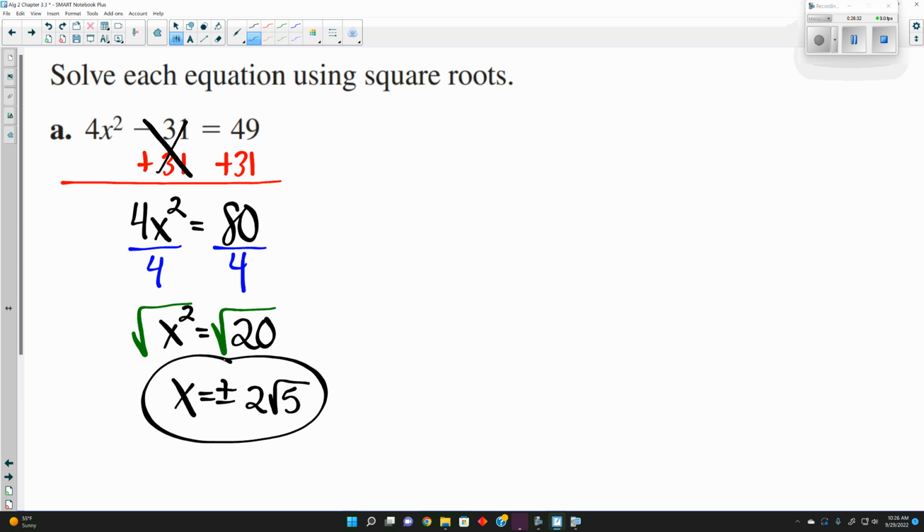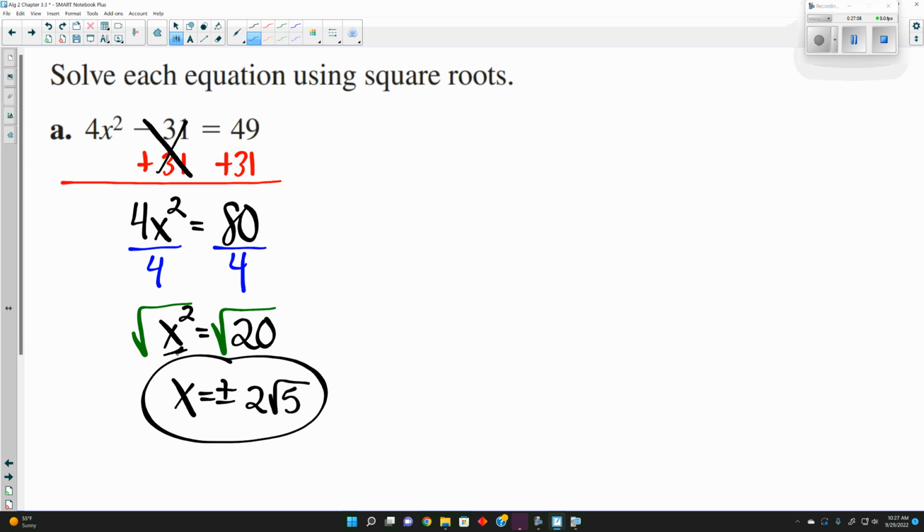And whenever we square root both sides, we have to put plus or minus. Because whenever we square root something, we're trying to find what x is. Because if x is, well here, 2 square root of 5, if we square it, we get 20, because 2 square root of 5 times 2 square root of 5 is 20. If it was negative, well, a negative times a negative is a positive. So the answer, whenever we take a square root, is the positive or negative of that value. And that's it.